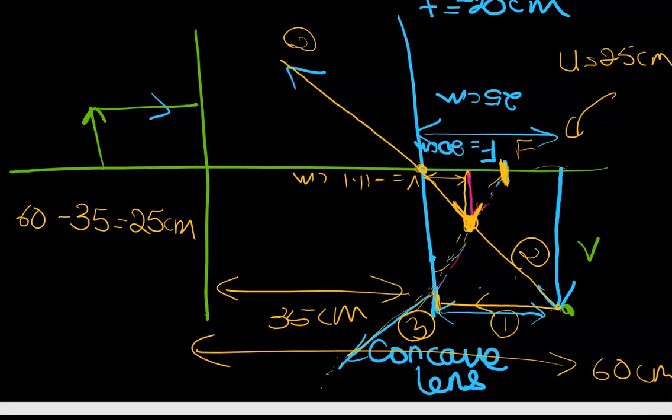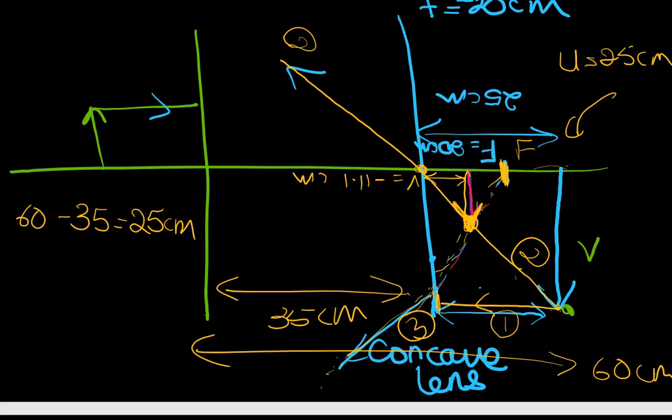The image is on the same side as the object, and the challenging part of the question is for you to understand that the object, or what is considered as the object to the concave lens, was the image from the convex lens. Once you've identified that assumption, you can go ahead and treat it as you would a normal ray diagram.